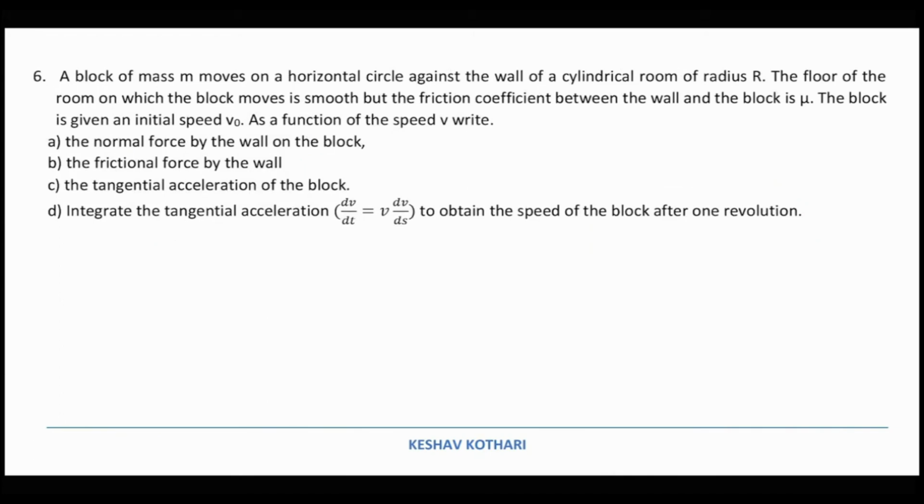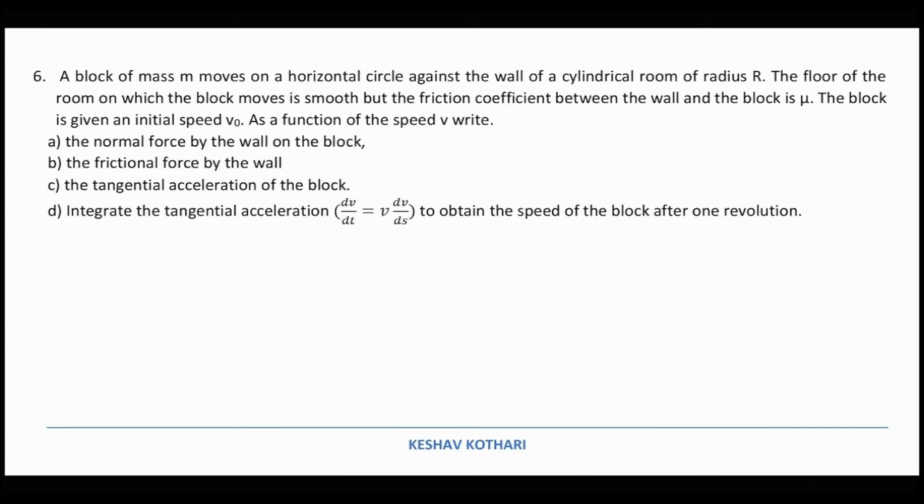A block of mass m moves on a horizontal circle against the wall of a cylindrical room of radius r. The floor of the room on which the block moves is smooth, but the friction coefficient between the wall and the block is mu. The block is given an initial speed v0.